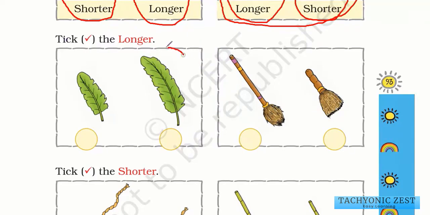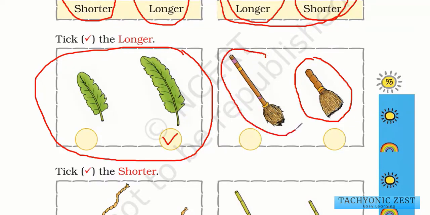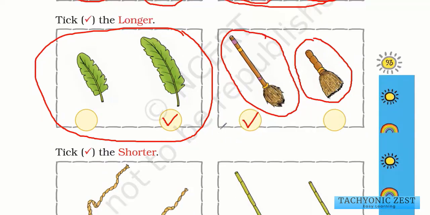So out of these two leaves which are given, we have to take the longer object. So we know that this leaf is longer, so we will take this one. And the shorter leaf is this one. Now here also we have to take the longer object. So these are two brooms. We can see that this broom over here is shorter as compared to this one, and this broom is longer as compared to the other broom, which is this one. So we have to take the longer broom. So this one is the longer broom out of these two brooms.